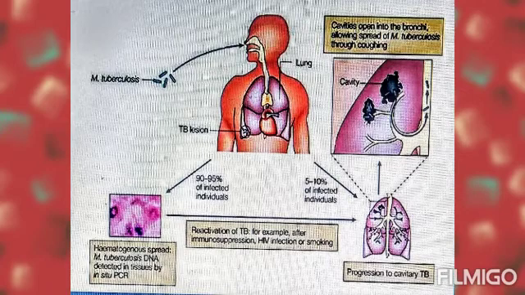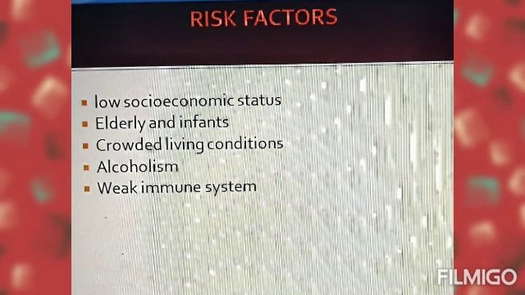In 5 to 10% of infected individuals, it progresses to cavitary TB. There is also a reactivation of TB, for example, after immunosuppression, HIV infection, or smoking. Cavities open into the bronchi and allow spread of Mycobacterium tuberculosis through coughing.